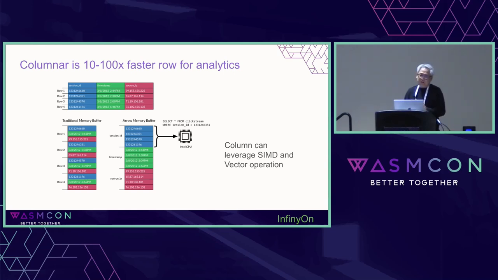And the major difference between row and column is that you build a data buffer in terms of columns. So instead of having a data structure where you build out series in terms of fields, you group the same fields in the same location. That allows you to fit that data into the same register.